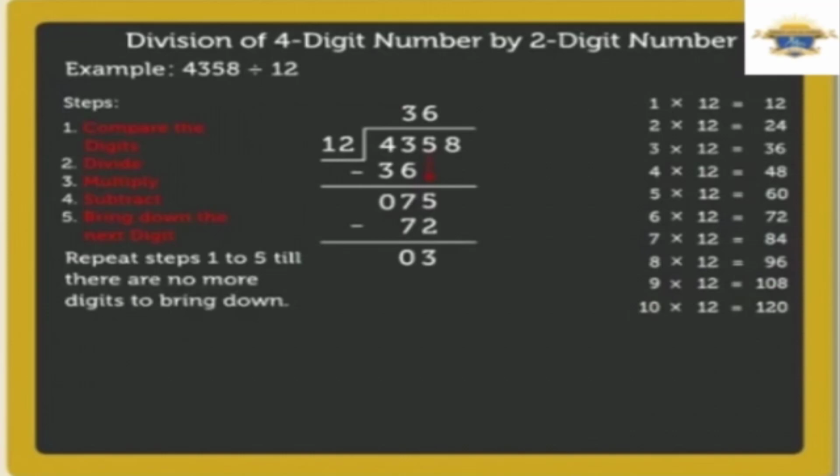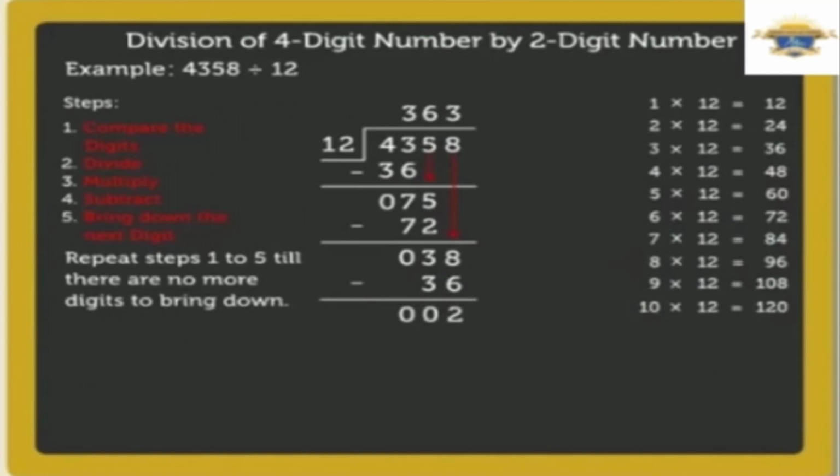Now, bring down the next digit, that is 8. So, we again compare 38 and 12. Here, 38 is greater than 12. So we can divide 38 by 12. The nearest product in the table of 12 to 38 is 36. We write 3 in the quotient up and 36 under 38. Next, subtract 36 from 38, which equals 2.